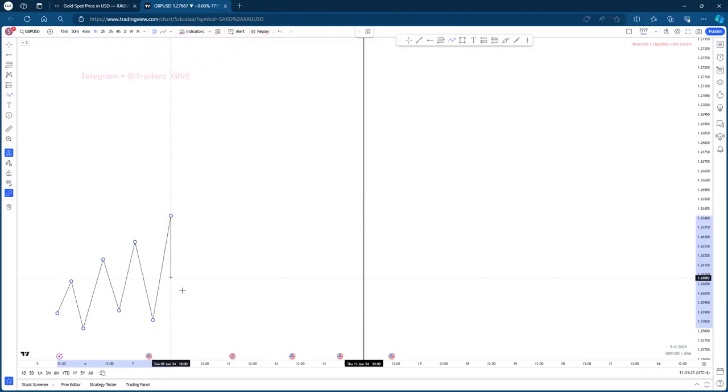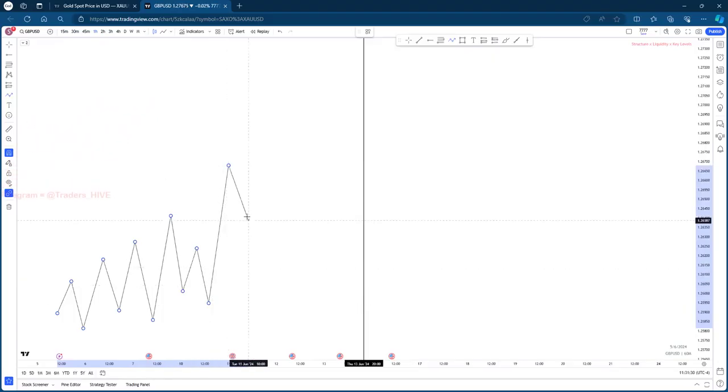Price would take out the internal range liquidity taken. Price would always engineer liquidity. Then price would sometimes come back to what we call the breaker block, all of those things, right? Stuff like this. So let me show you what people call the advanced market structure.